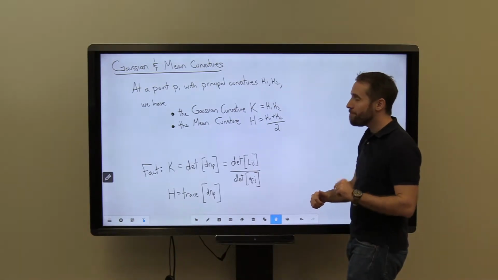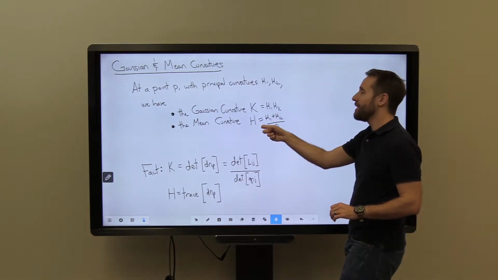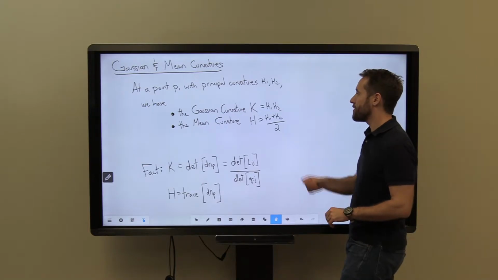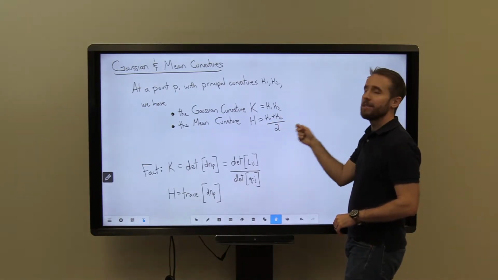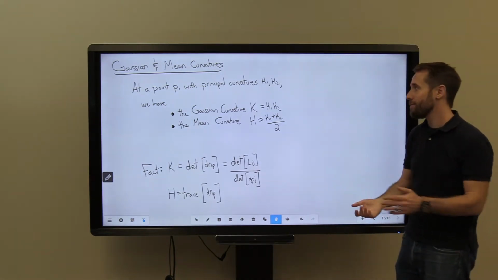Second, we have the mean curvature, which we'll denote with a capital H, and is just going to be the average of our two principal curvatures. So it's kappa 1 plus kappa 2 divided by 2. So mean in this case really meaning mean as in average.